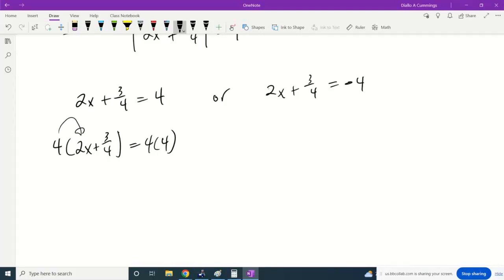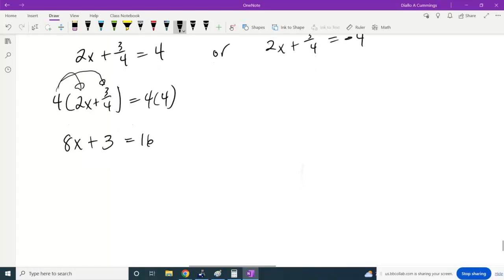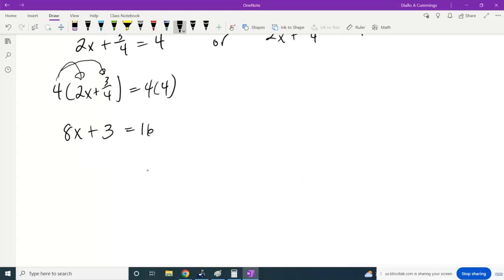So when you multiply 4 times 2x, you get 8x. When you multiply 4 by 3/4, the 4's are going to cancel, and that's going to leave 3. So whatever you do to one side, you do the same thing to the other. So we're going to multiply 4 on the other side. So now I just want to solve it for x. All right, so I'm going to subtract 3 from both sides. I'm going to divide by 8, so x is equal to 13 over 8.